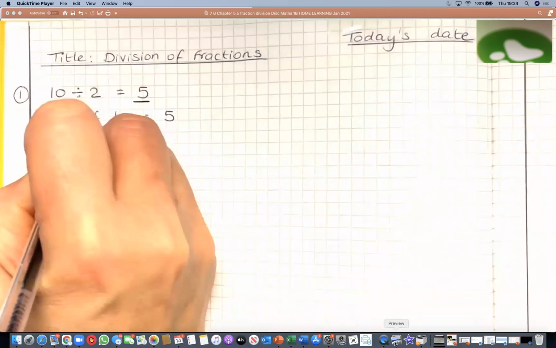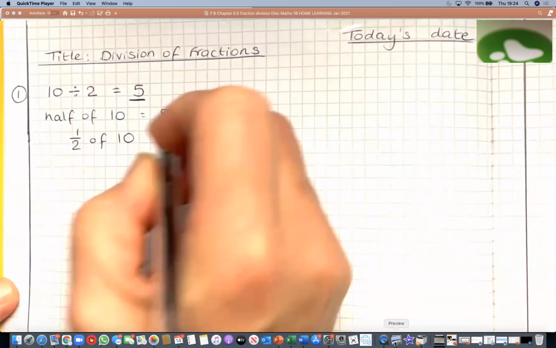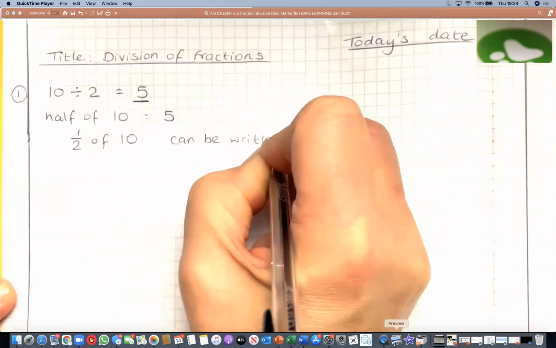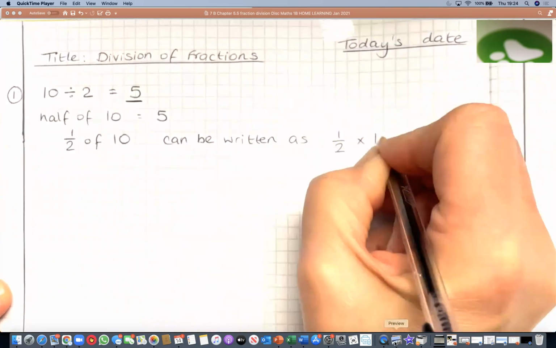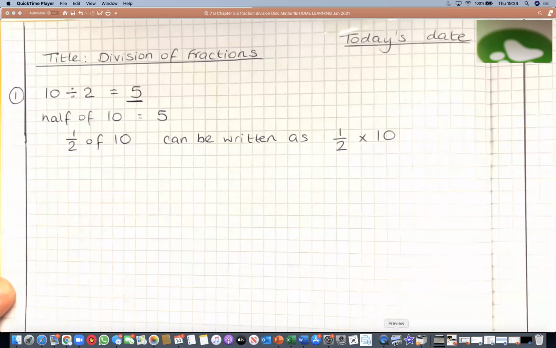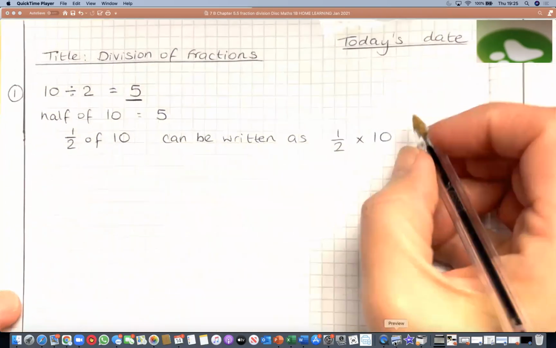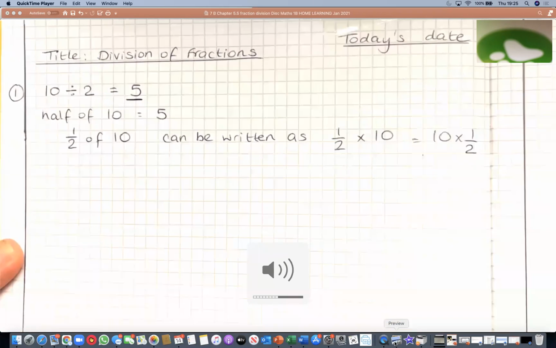Now we know from when we looked at multiplication that half of 10 can be written as half multiplied by 10. We also know that multiplication is commutative. That means that half multiplied by 10 is exactly the same as 10 multiplied by 1/2. So I can also write that as 10 multiplied by 1/2.